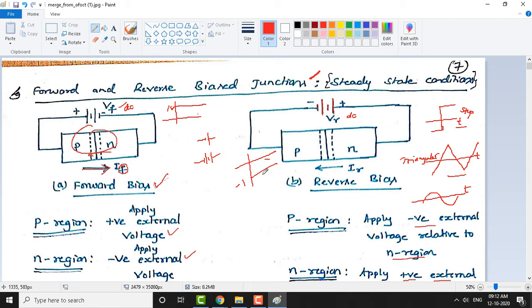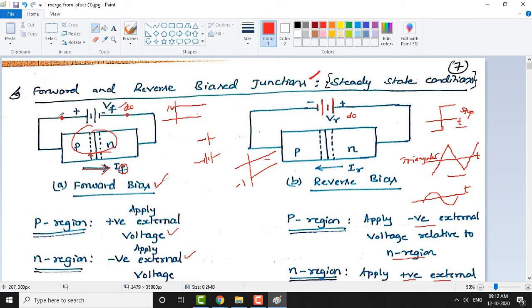So far we have discussed equilibrium conditions, without applying any potential. If you keep this as an open circuit, that means you are not going to apply any voltage between these 2 points, and the diode is in an equilibrium condition. When we connect some battery like this, in forward direction or reverse direction as I have shown here, the diode is under steady state conditions. And if I apply these sort of waveforms, then we say the diode is under transient conditions. I hope you understood the 3 different conditions.